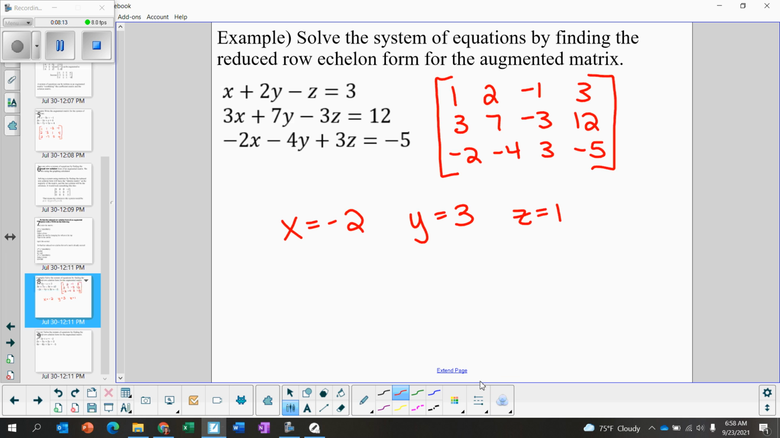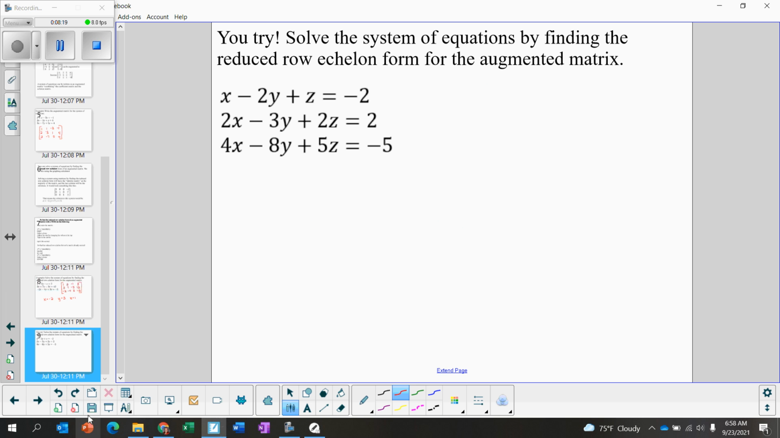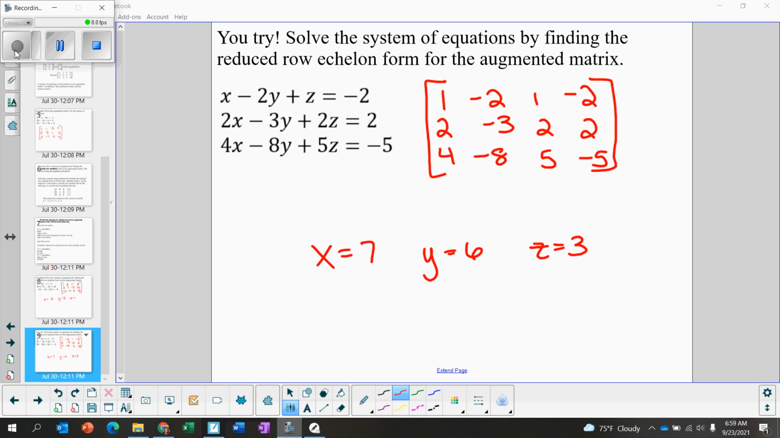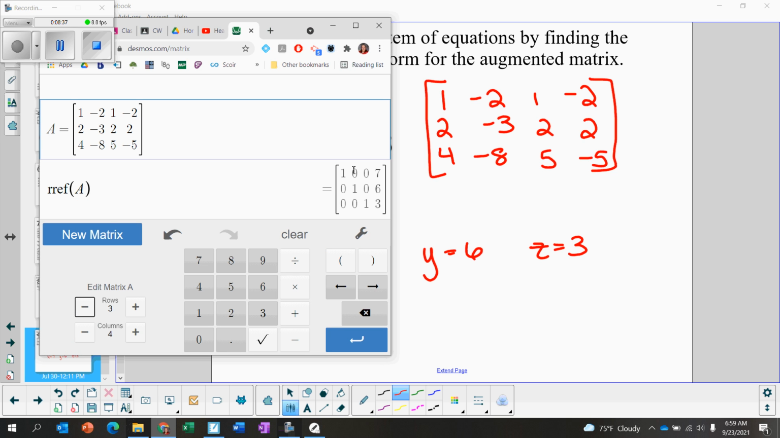All right, this is the work I would need to see if you were doing this problem. So go ahead, you try this last one, pause it, and then you can check your solution. Alrighty, so X was 7, Y was 6, and Z was 3. If I looked at my answer here, we had the identity matrix and then our solutions. And that is our second day of matrices.